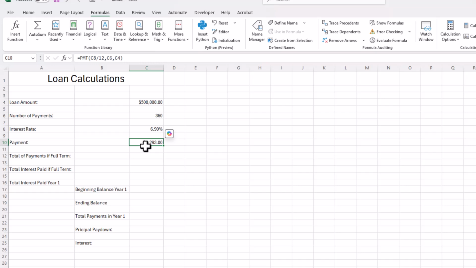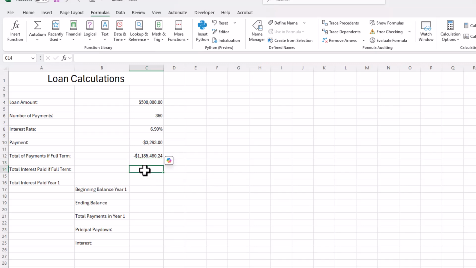Now, an interesting calculation to do is the total payments on this loan if it goes the full term. Well, let's do that. So in this blank, we're going to make 360 payments, and then we're going to multiply that by $3,293. There you have it, $1,185,480 and some change. You borrowed $500,000 and you're paying back over $1 million. That's an eye-opener.